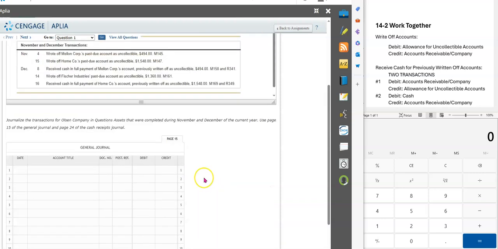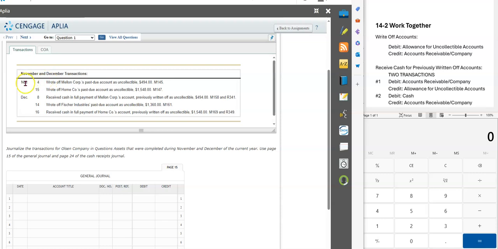Okay, so our first transaction, it says on November 4th, we wrote off Meloncore's past due account as uncollectible for $494. Okay, so we decided we've hunted them down long enough. They're not going to pay it off. We're just going to write it off and not account for it anymore. Okay, well, it'll count basically as a loss for our company.